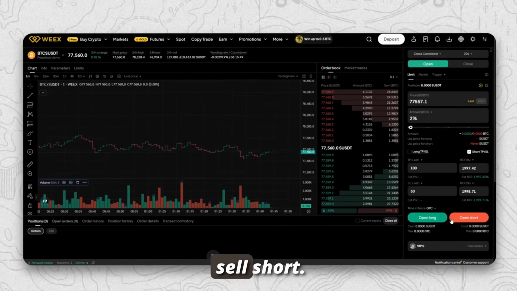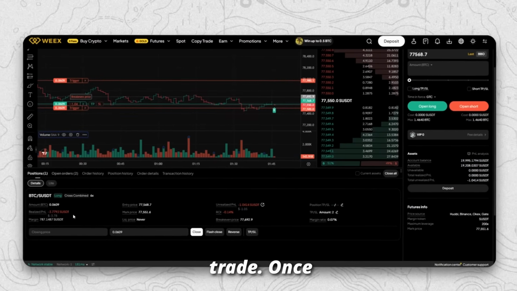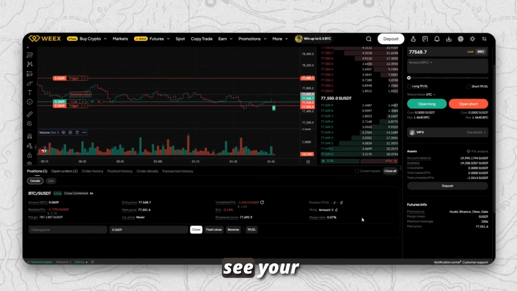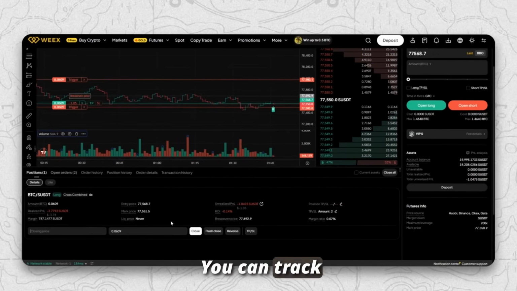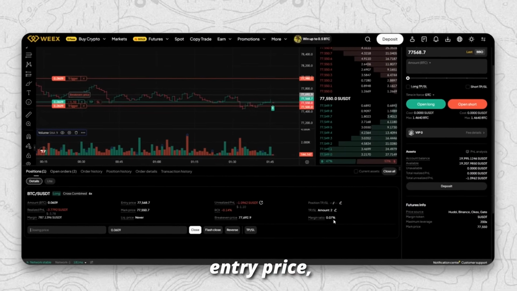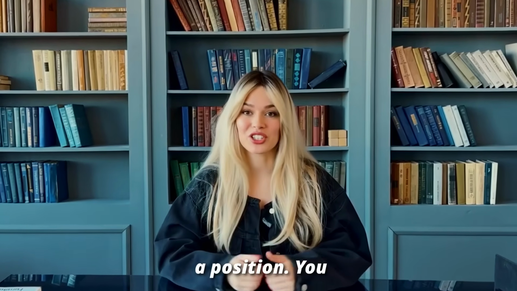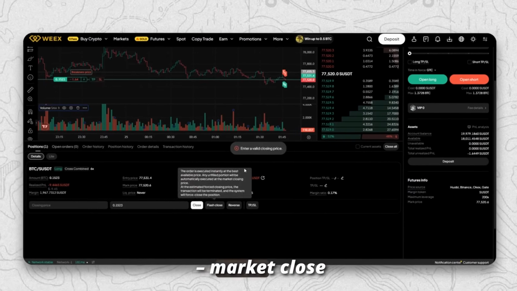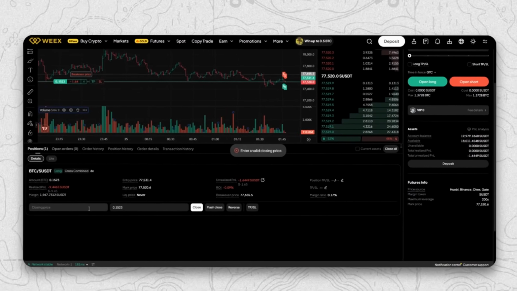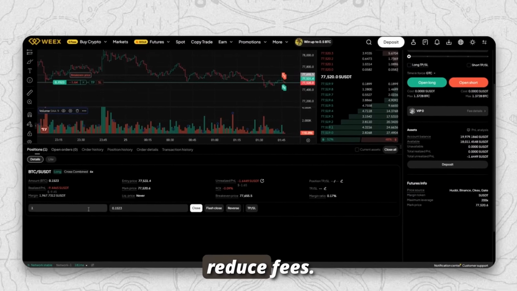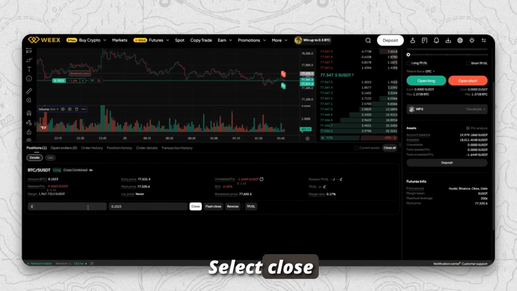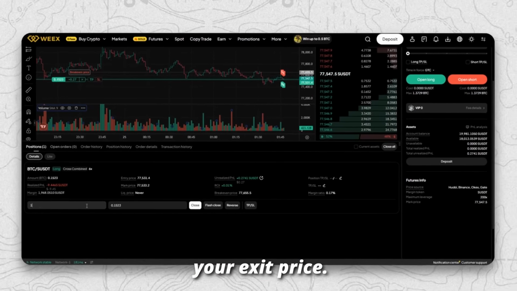Buy long or sell short. Confirm the trade. Once opened, you'll see your position here. You can track P&L, entry price, margin, and size. Now, let's close a position. You have two options: market close or limit close. Using limit orders can help reduce fees. Select close position and set your exit price.